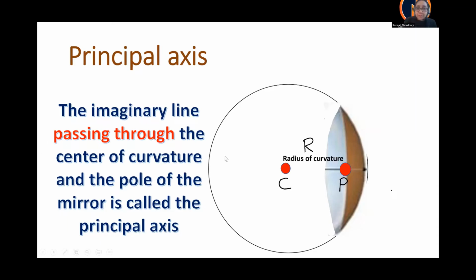So please write passing through. As you know, it is not a line segment, it is an axis, the principal axis. So it's an imaginary line which is passing through the center of curvature and the pole. Correct? And this is an imaginary line.